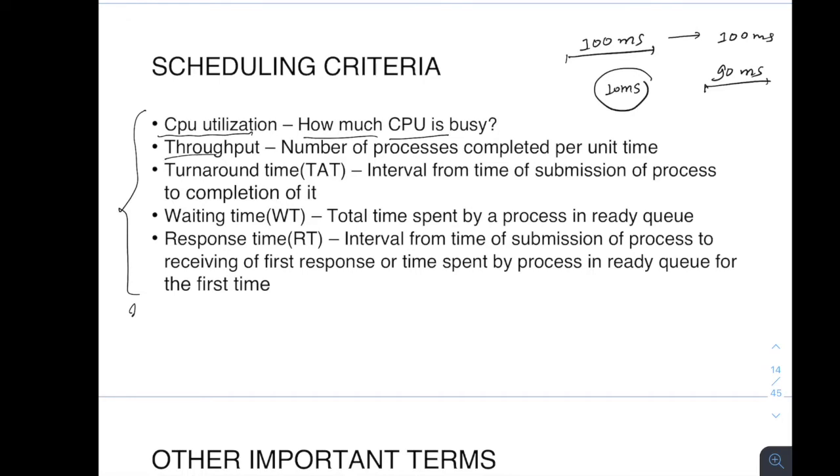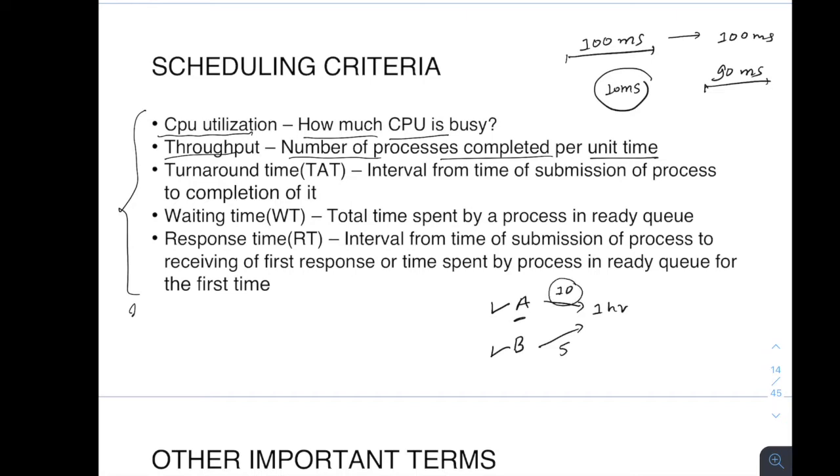Now next one is the throughput. The throughput is the number of processes completed per unit time. Let's say you have 1 hour, and you are using scheduling algorithms A and B. For A, you are able to run 10 processes in 1 hour. For B, you are able to run only 5 processes. That means the throughput for A is higher than the throughput of B, right? That means A has higher throughput. That's the number of processes completed per unit time.